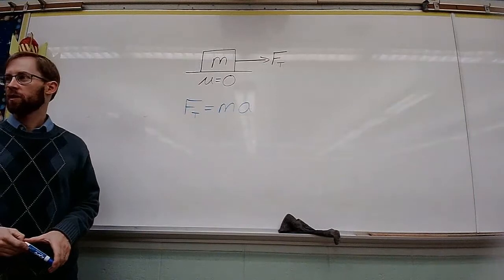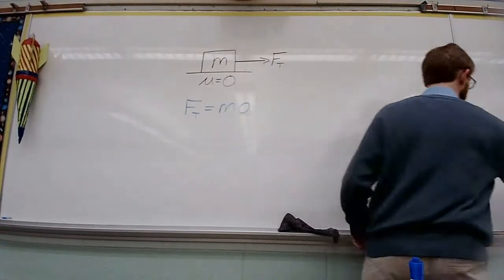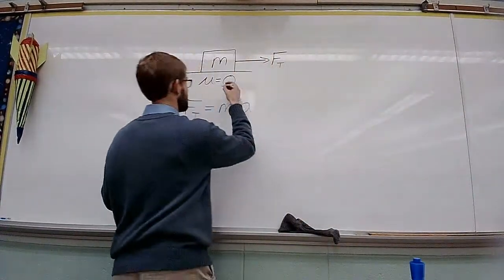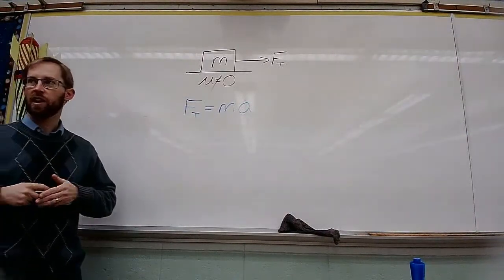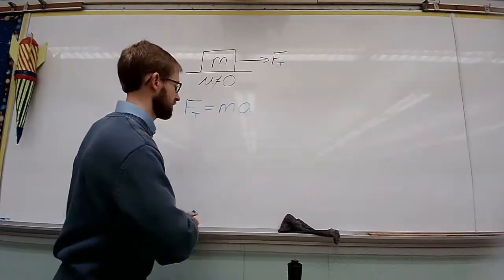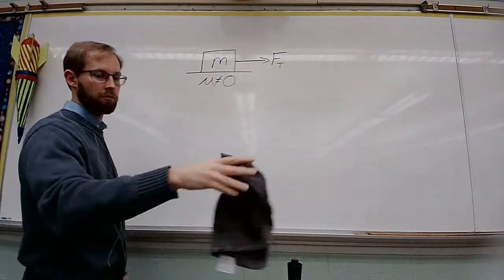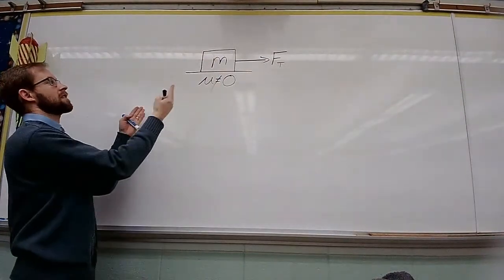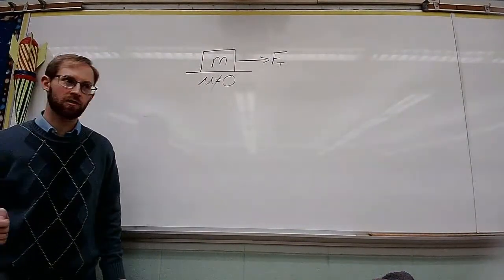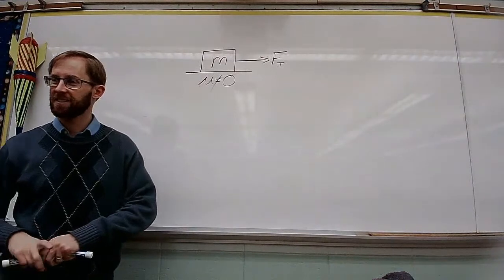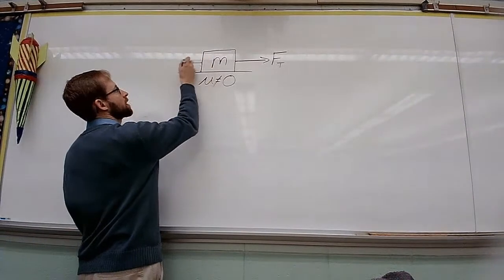So you can probably guess what the next example is going to be. We're going to make this coefficient of friction not equal to zero. So then we got to see how that would change our force equation. So if friction is not equal to zero, it's going to be acting on this object as it's pulled to the right. So what direction then is friction going? Up, down, left, or right? Left, absolutely. Because friction will always oppose the direction of your object's motion.